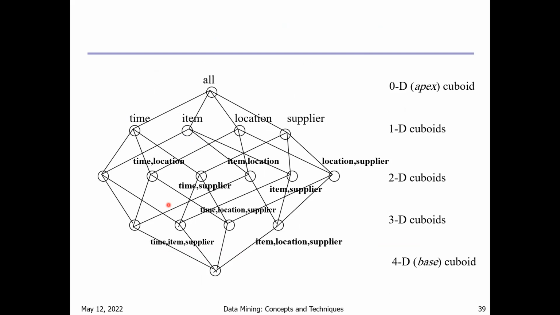Now, we want to talk about the lattice representation of the cuboids, which means that we'll have 0D, 1D, 2D, 3D, 4D, based on the number of dimensions we have. Here we have 4 dimensions. The 0D will have all, and then the 1D will have supplier, location, item, and time, and then the 2D will have pairs, and the 3D will have threes, and then finally the 4D, which is all of them.